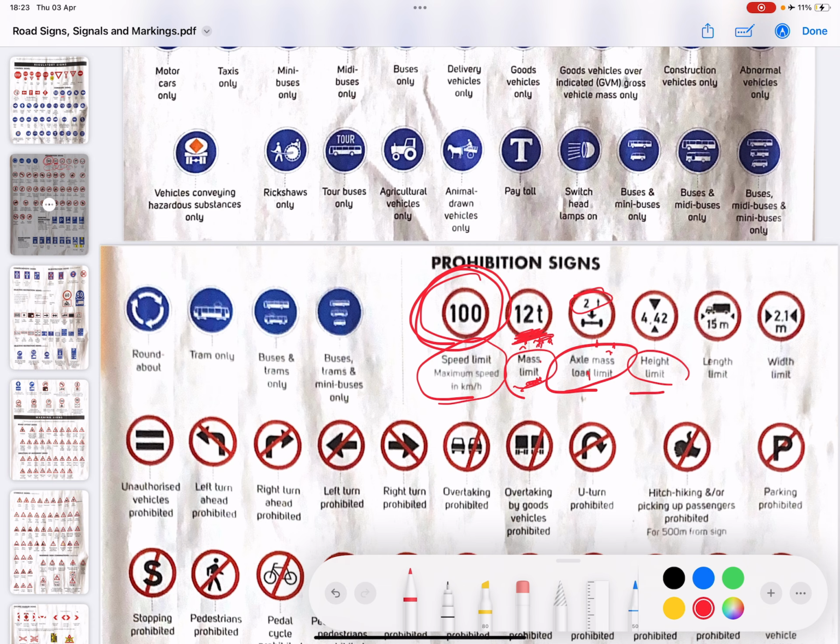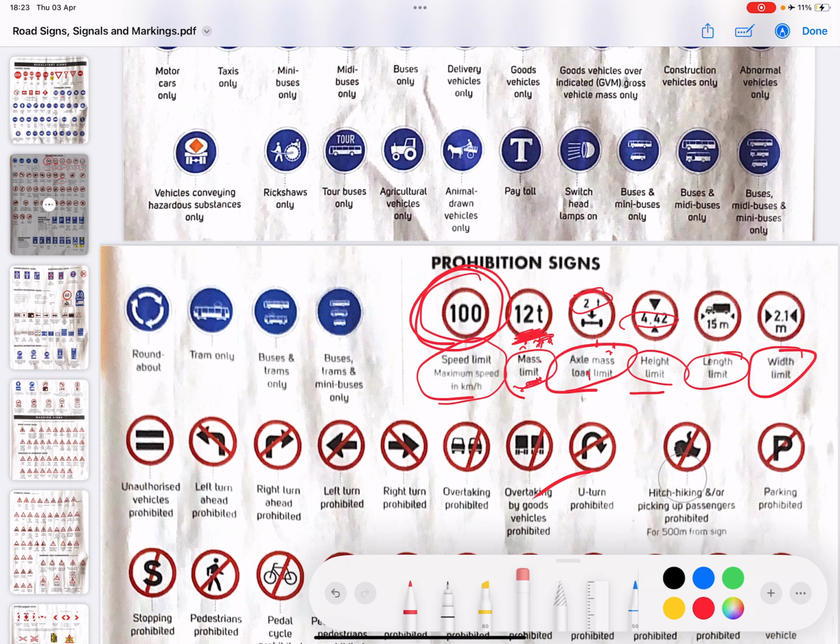This is the height limit of your vehicle. If your vehicle is over 4.42 meters, you should not drive there. Okay? And then the length limit, the length of your vehicle, the width, and then U-turn is prohibited. U-turn is an action that you are not allowed to take. You are not allowed to make a U-turn.